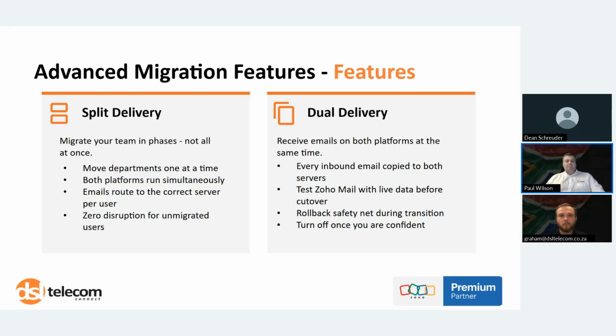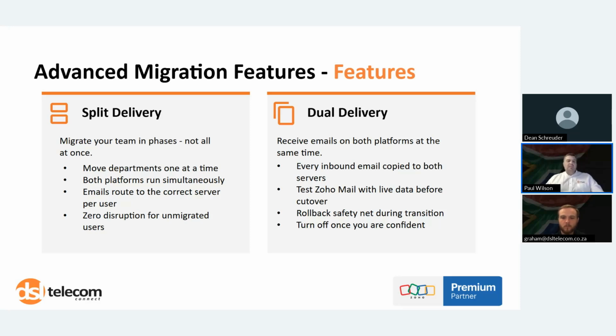So if we look at split delivery, what is split delivery? This is when we basically allow certain users to run off one email service and other users run off Zoho Mail. So you could have certain teams that you want to keep on Outlook, but we want to move, say, just a support team to start with to Zoho Mail. And this is where split delivery can be very useful.